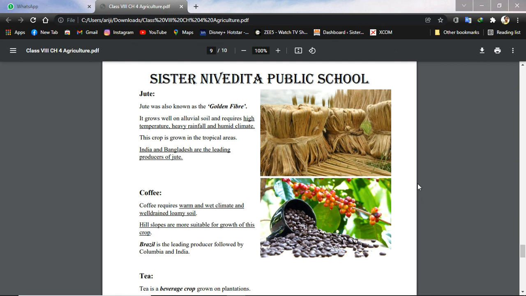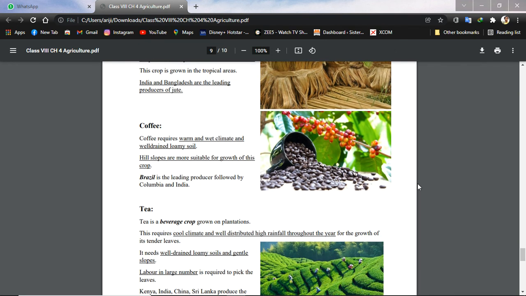And then coming to coffee. Coffee and tea are beverage crops as well as plantation crops. Coffee requires a warm and wet climate and loamy soils for cultivation. High hill slopes are more suitable for growing this type of crop. Brazil is the leading producer, followed by Colombia and then India.